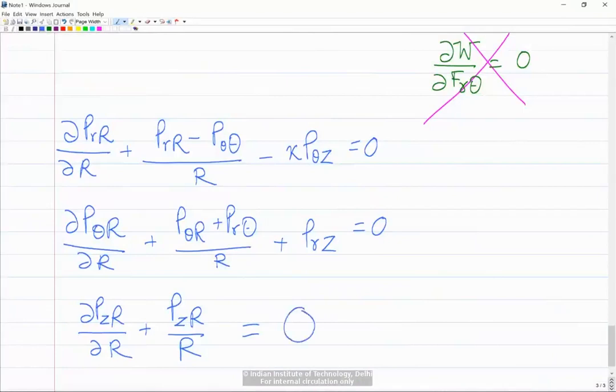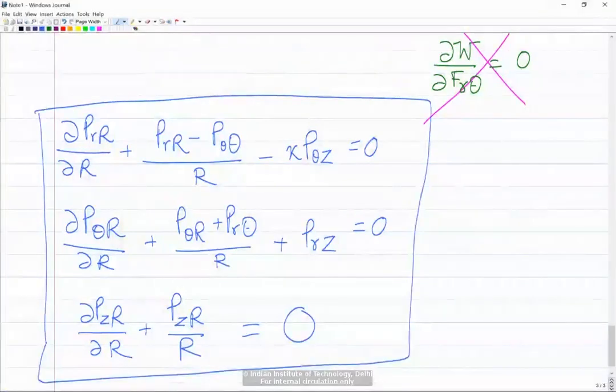But still you see that the theta and Z equations are still there. It is not getting satisfied trivially, isn't it? Sir, in the second equation, the last term will also have kappa, kappa P r Z. Oh, okay, I have missed that kappa. Yes, any more?